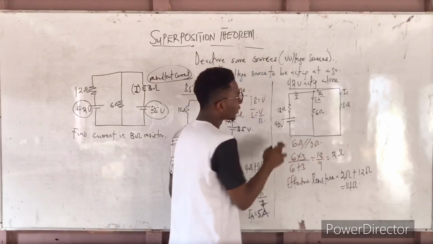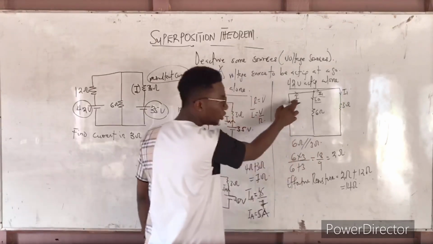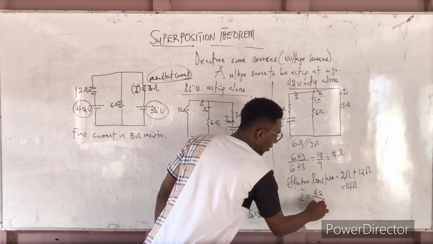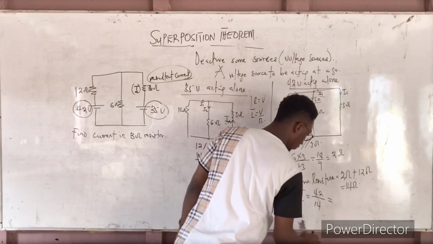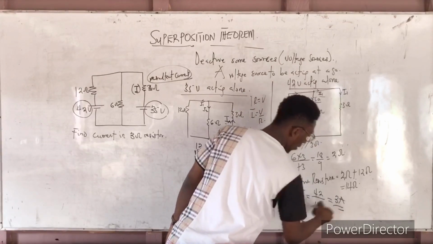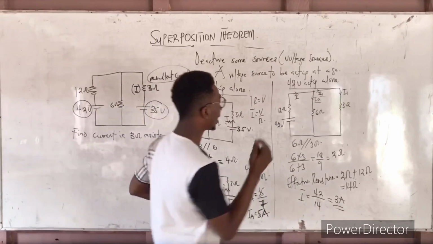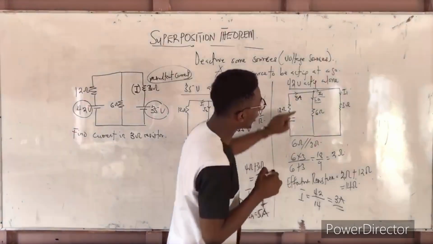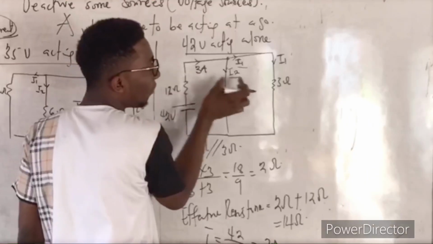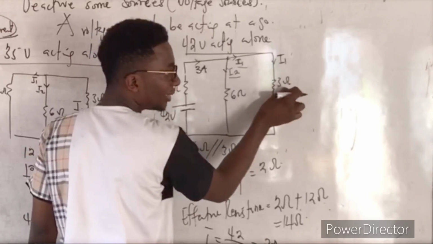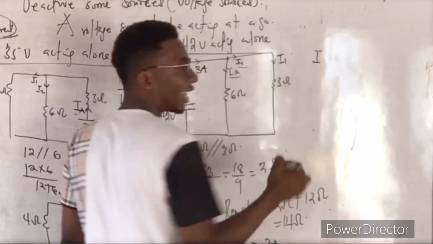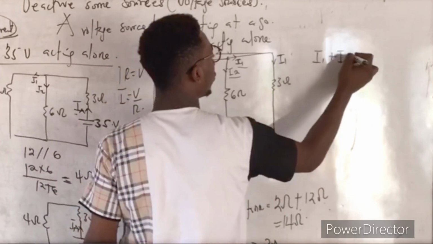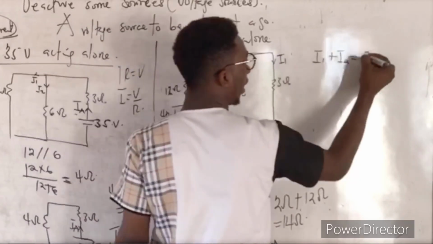The current division law can help us calculate the current through this one. And now the total current that is coming here, how do we find that? I is equal to 42 divided by 14, which gives you 3 ampere. So now the total current being produced here is 3 ampere. Out of this 3 ampere, we want to know the amount that will pass here and the amount that will pass here. From KCL, Kirchhoff's current law, I1 plus I2 gives you 3 ampere.